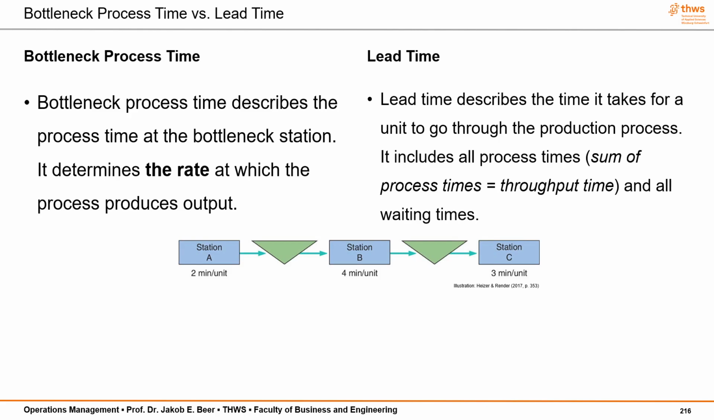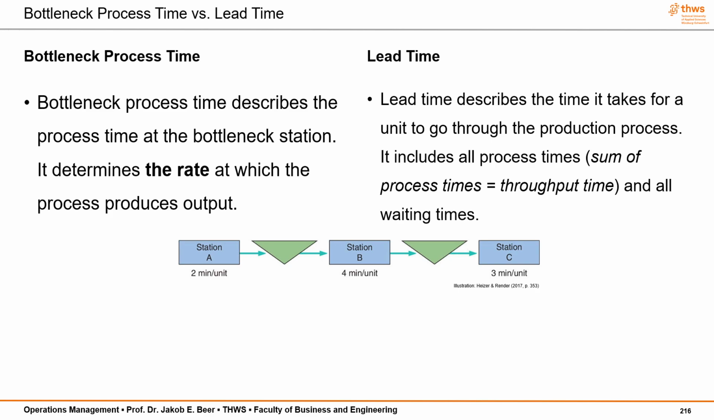And 15 units per hour, that is the rate at which we can produce. It's a rate. Units per hour is a rate. And it's determined by the bottleneck process time that we find. So the rate at which the entire process can produce units is determined by the bottleneck station. It's determined by the bottleneck process time.